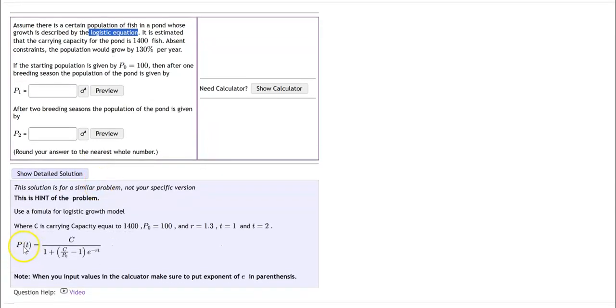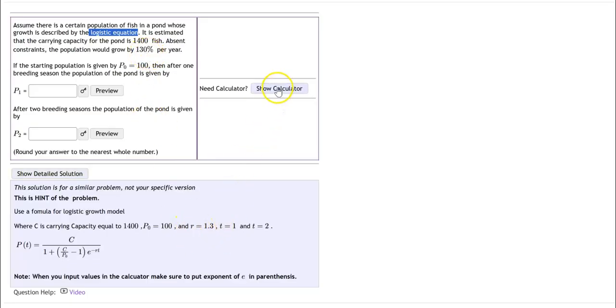the formula: P(t) equals C, which is the carrying capacity, which is 14,000 here. I'm sorry, 1400. Over 1 plus (C over P0 minus 1) in parentheses, times e to the power negative rt. So basically you've got to put t as 1 to find the first answer. For the second answer, you put t equals 2. And notice that the growth rate is 130%. As a decimal, this is going to be 1.3.